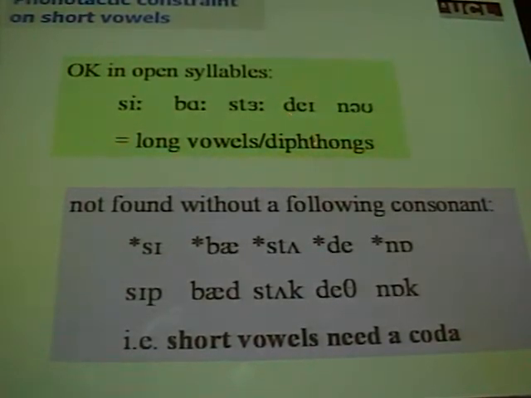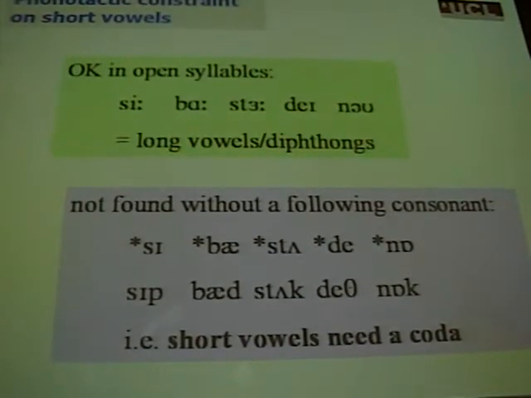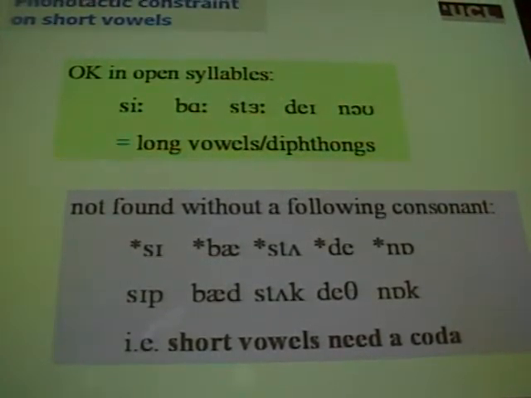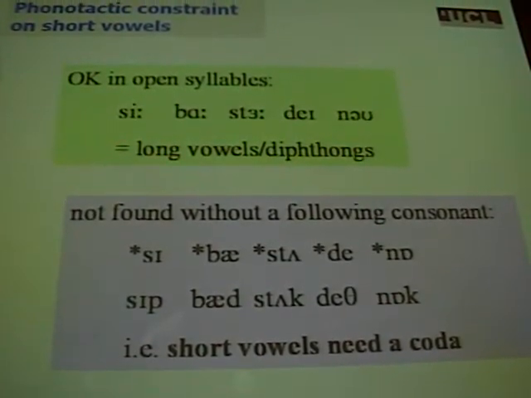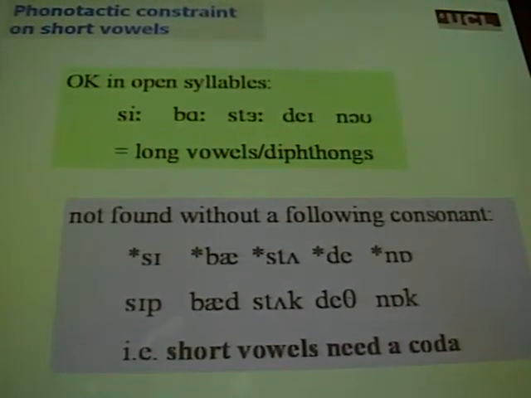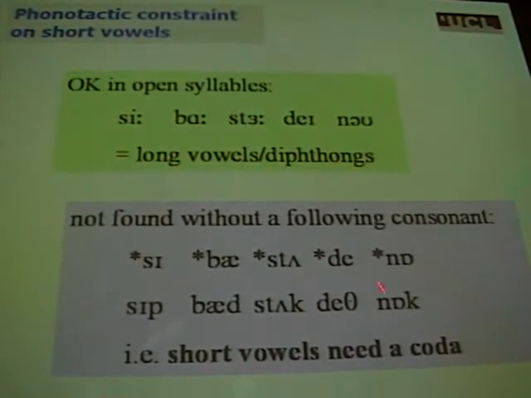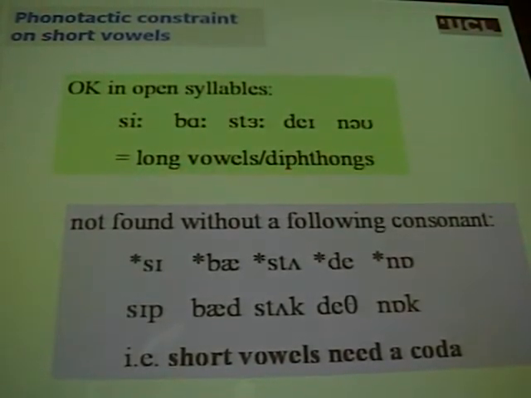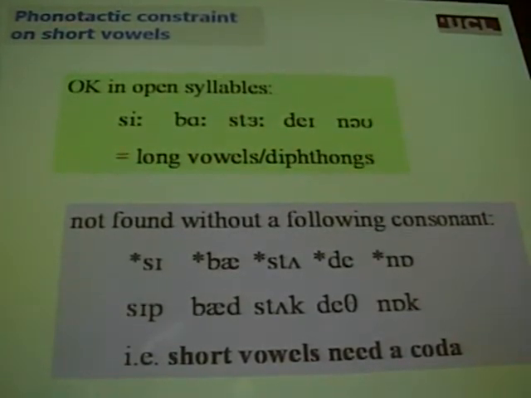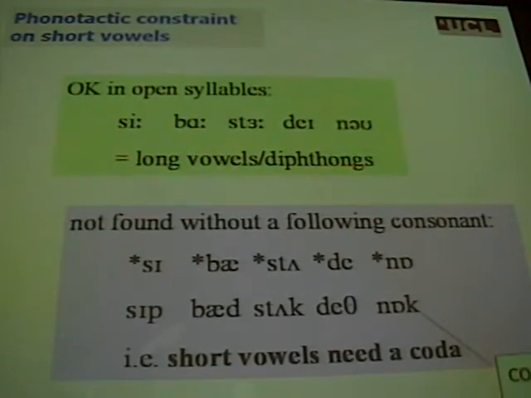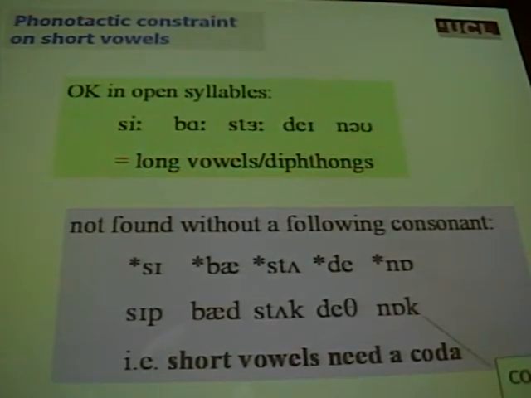You can, of course, also have final consonants for the long vowels. There are words like seek and bark, and sturdy, and so on, date, nose. And so the long vowels and diphthongs can occur in any kind of syllable, but the short vowels are restricted to those that have a final consonant, or as we call it, a coda. That's all coda means.